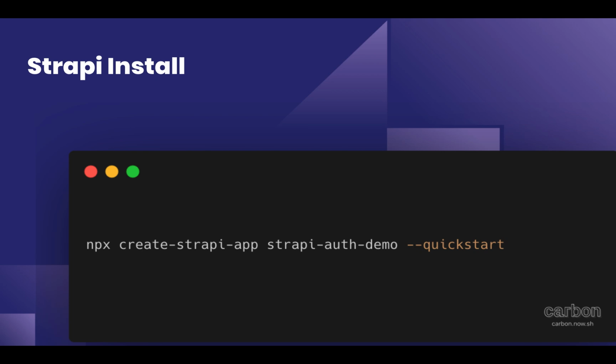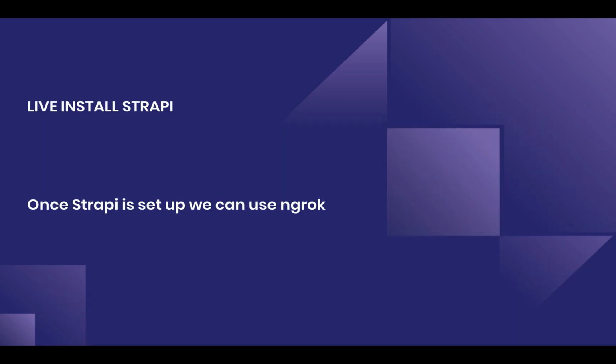The first thing you'll do is install Strapi, which you can do by using the command npx create-strapi-app, then the name of the app, in my case strapi-auth-demo, and then the flag --quickstart so that we don't have to deal with setting up a database. However, any 3.0 Strapi install will work. So if you have a Strapi installation, you should be good to go. And now that Strapi is ready, we can tunnel it with ngrok.